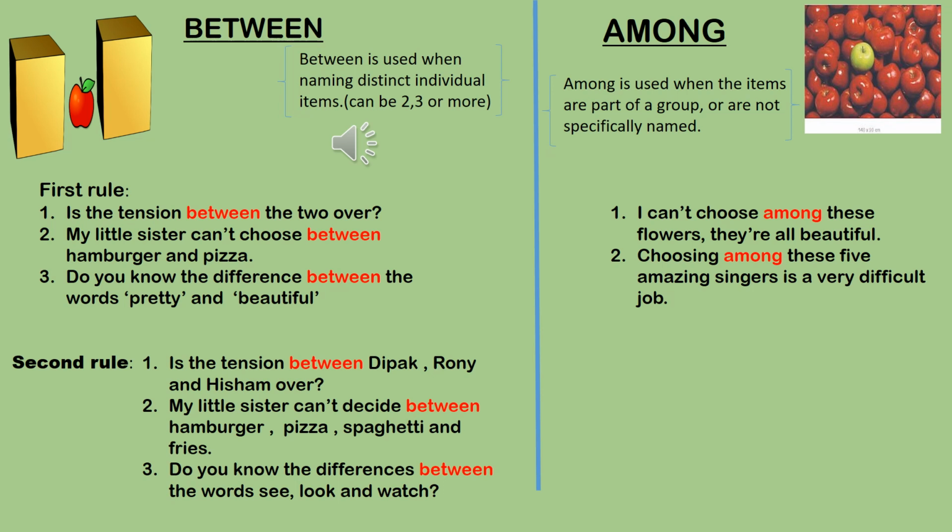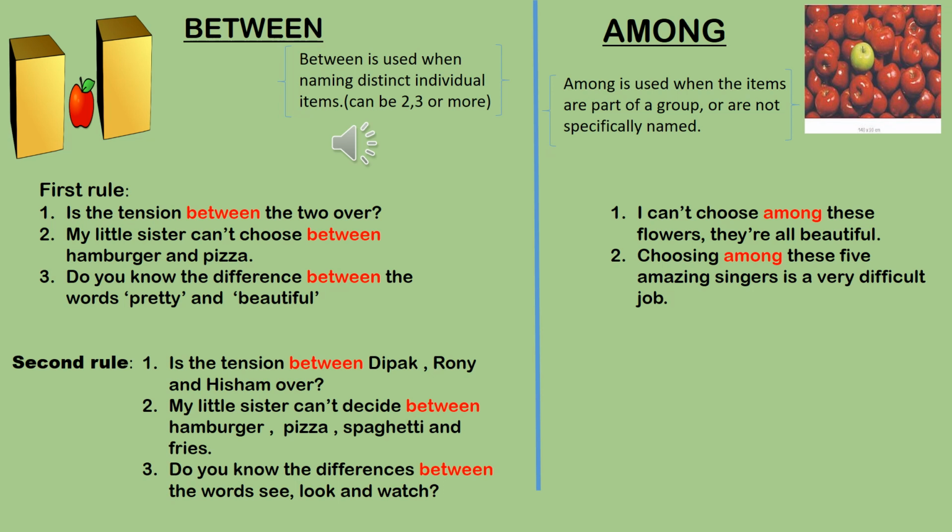Among is used when we talk about things that are distinct or things that belong in a group. We use among for things that belong in a group. For example, I can choose among these flowers. They're all beautiful. Look, we use among here because the flowers are in one group. They are not individually stated. We are just talking about flowers.